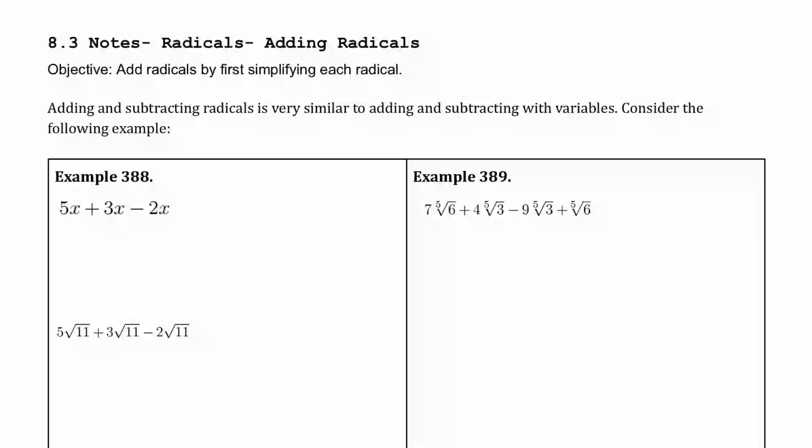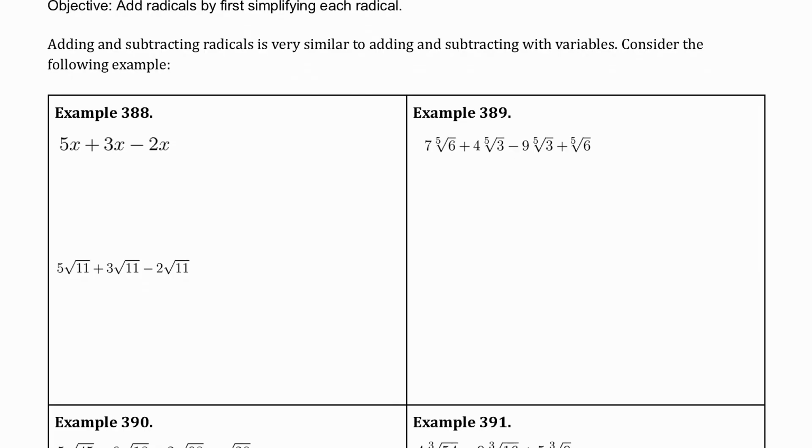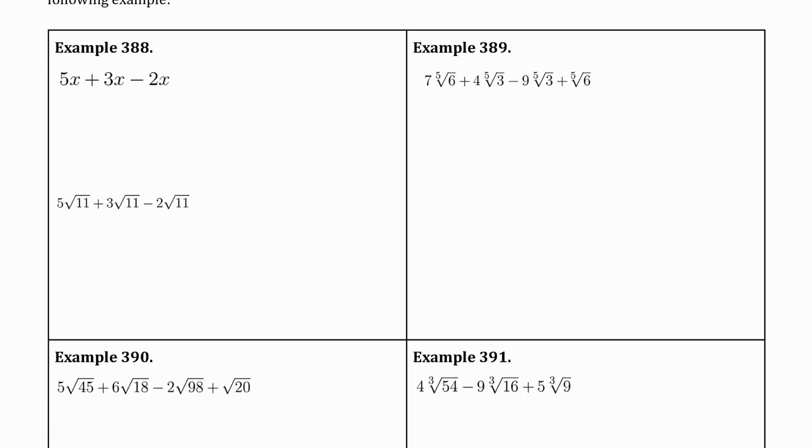When we start getting into operations with radicals like addition, subtraction, multiplication, division, if we're adding and subtracting radicals, these problems are super nice because if you know how to simplify radicals and you know how to combine like terms, then the work is pretty much done for you. Okay, so adding and subtracting radicals is very similar to adding and subtracting with variables. And so let me show you what I mean.